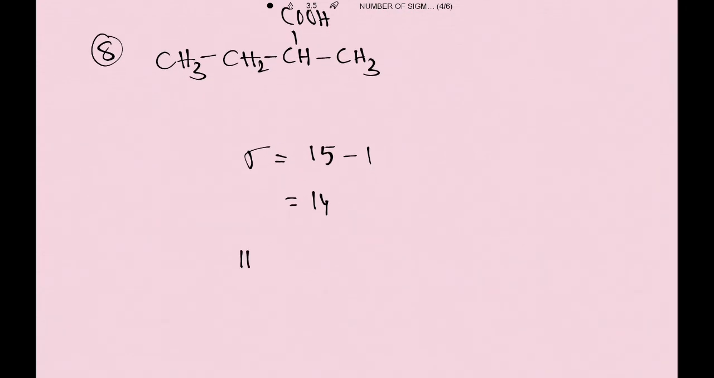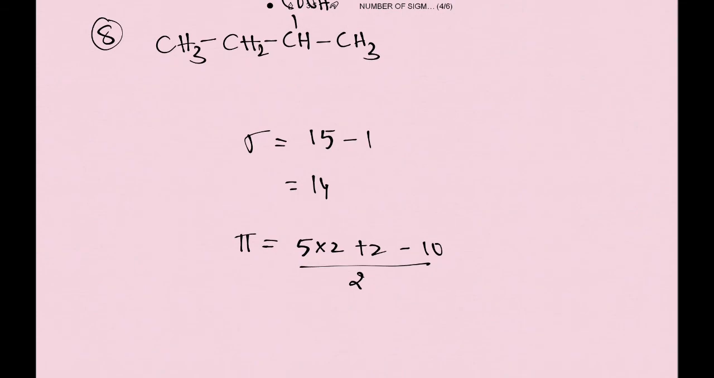And number of pi bonds is equal to, total number of carbon atoms are 5, into 2, plus 2, minus the number of hydrogen atoms, how much? 5 plus 5, 10, divided by 2. Total pi bonds is equal to 1.